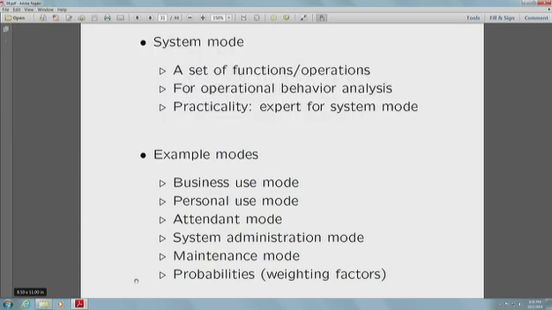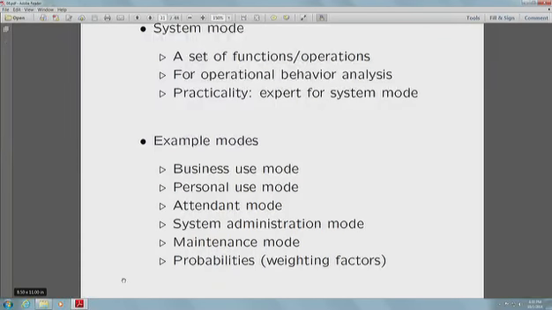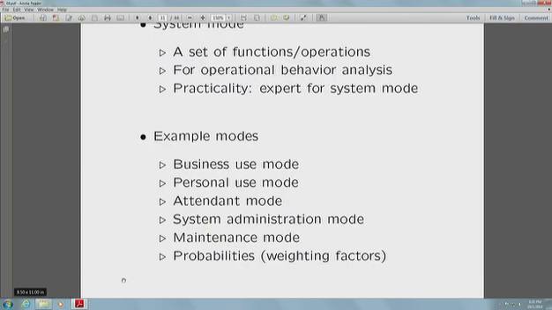For example, Musa gave the example that you have business use mode and personal use mode, attendance mode, system administration mode, maintenance mode, and their probability assignment. So in a sense you get that thing and this thing, and then you can join them together. You get the customer and user profile. Now you get the system mode. You can join them together to get your next step.